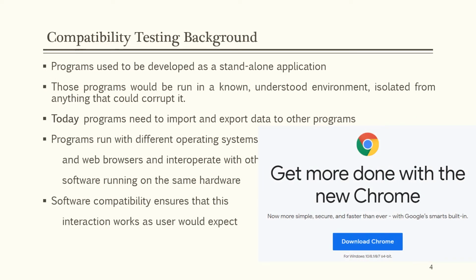Compatibility testing background. Programs used to be developed as a standalone application. Those programs would be run in a known, understood environment, isolated from anything that could corrupt it. Today, programs need to import and export data to other programs. Programs run with different operating systems and web browsers and interoperate with other software running on the same hardware. For example, Google Chrome is available for Windows and Mac operating system separately. You can see in the picture the Google Chrome can be downloaded for 64-bit version of Windows 10, 8.1, 8 and 7.